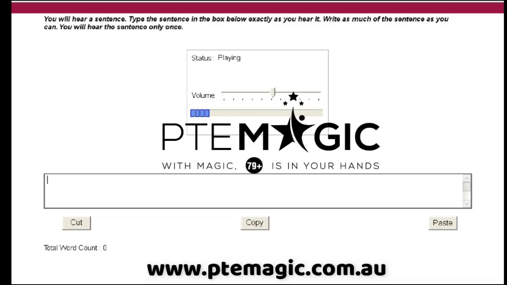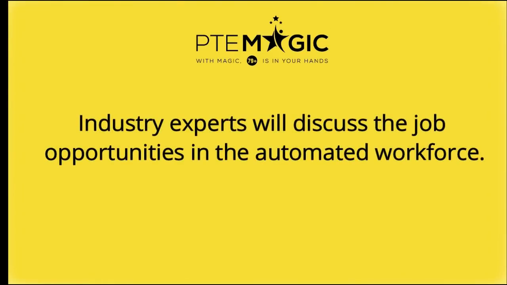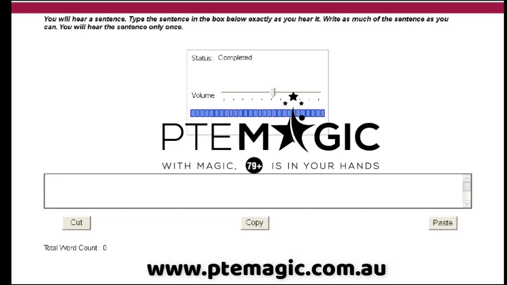Industry experts will discuss the job opportunities in the automated workforce.